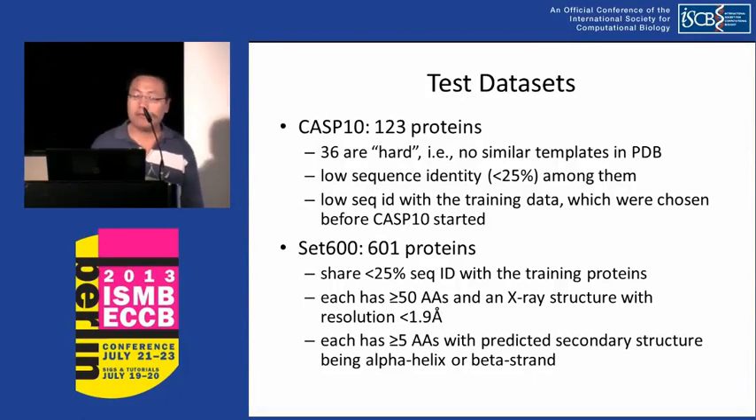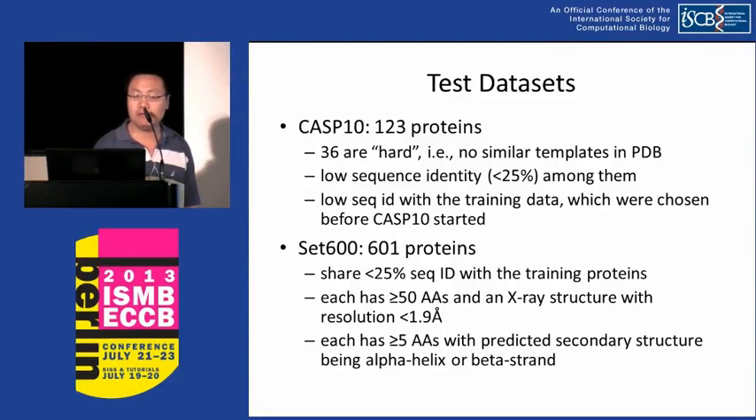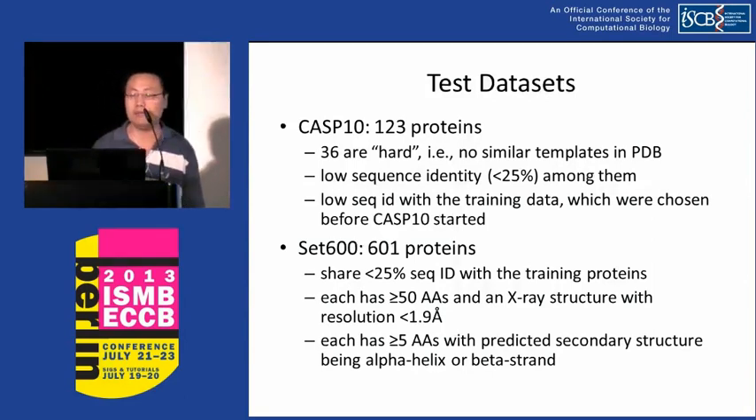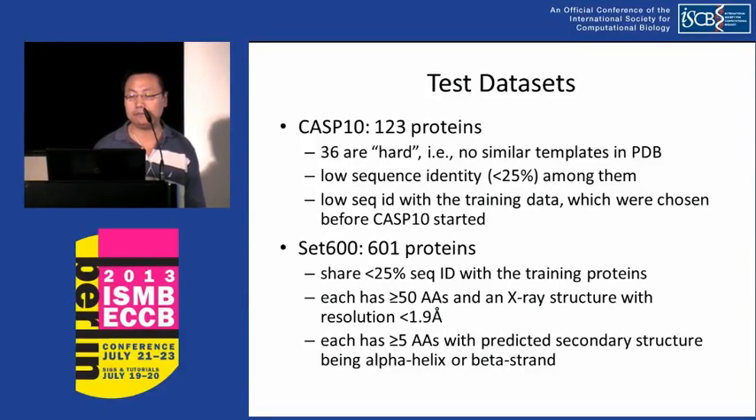I just told you the training data we used. We use 2 test data sets. One is the CASP10 test data set. It has 123 proteins. As I told you before, our training data set was chosen before CASP10 started. So by using the CASP10 data set, we just want to make sure there's no overlap between the training and the test data sets. Among these CASP10 targets, 36 are hard, which means these proteins don't have very similar templates in the Protein Data Bank.